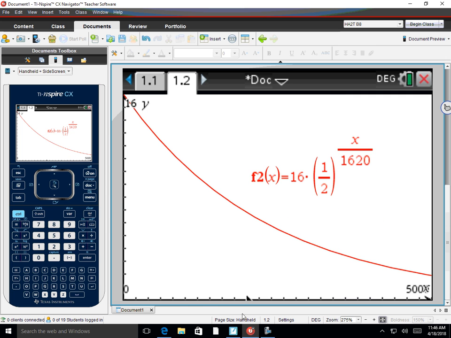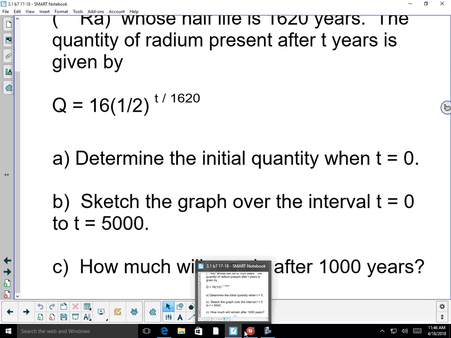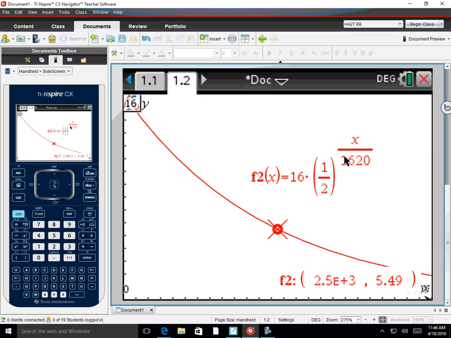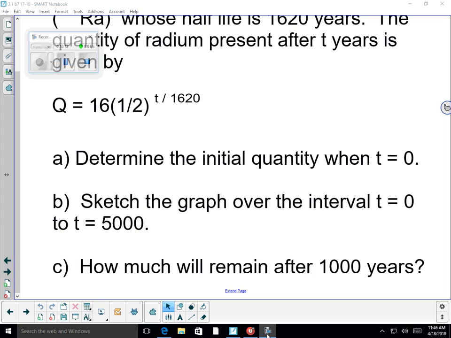Okay, and at this point, you can take your graph and answer the follow-up questions like how much will remain after 1,000 years. We can go menu, trace, graph trace, and type in 1,000, right? And I'm getting 10.4. Does this make sense? Okay, all right, and it's perfect timing because that's where we're going to end this lesson. So thanks for watching.